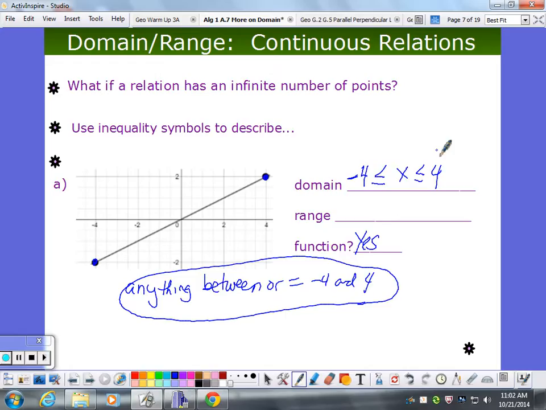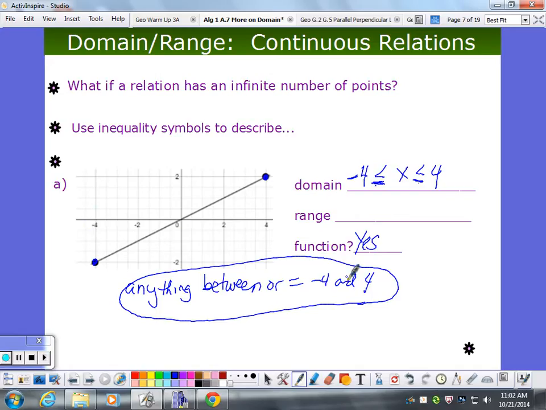Smaller number on the left, bigger number on the right, with your x in the middle. This says x is between -4 and 4 by putting these little symbols here. What does that mean? Equal to, right? So is -4 a possibility? Yes. Is 4 a possibility? Yeah. So the domain is any number between -4 and 4, including them.